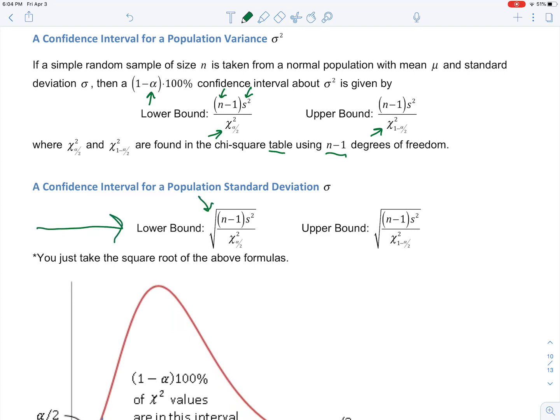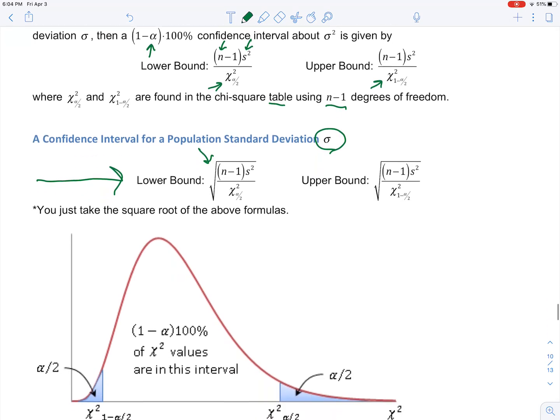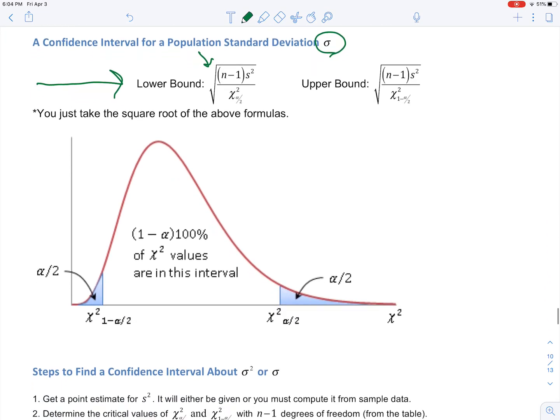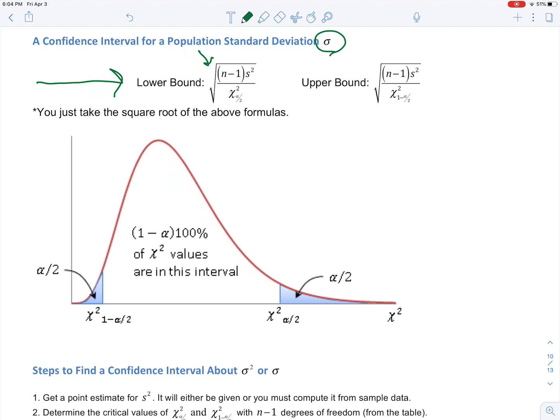The formulas down here are identical, except now you're seeing a square root. That's because the formulas above are for the variance, sigma squared. The formulas down here are for sigma, which is the standard deviation. The formulas just are changing by having a square root over them.